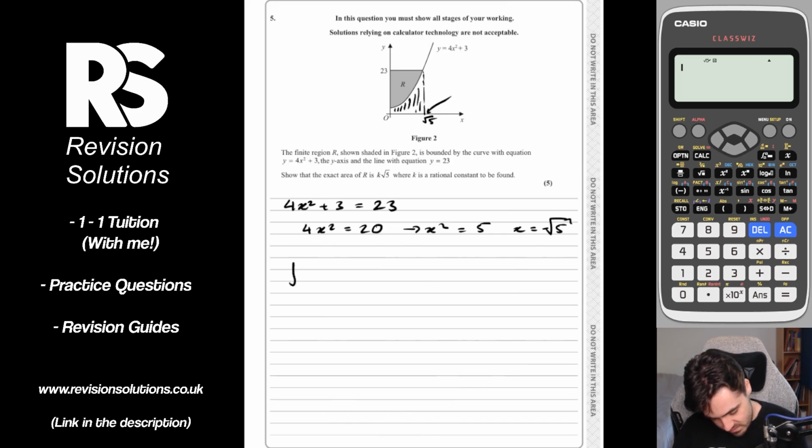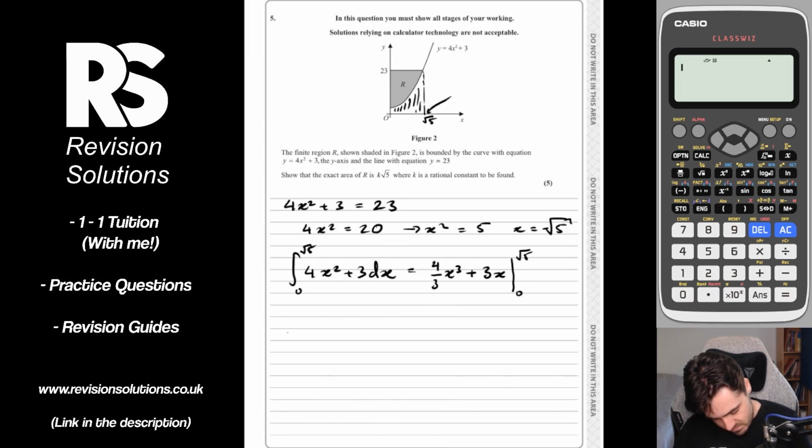So if we integrate the curve from 0, because that's where it would start at the origin, to root 5, and it's the curve 4x squared plus 3 dx. Then using the power rule for integration, if I raise the power by 1, that would be 3, and then divide by the new power, so that'd be 4/3 of x cubed plus 3x. And that's between the limits of 0 and root 5.